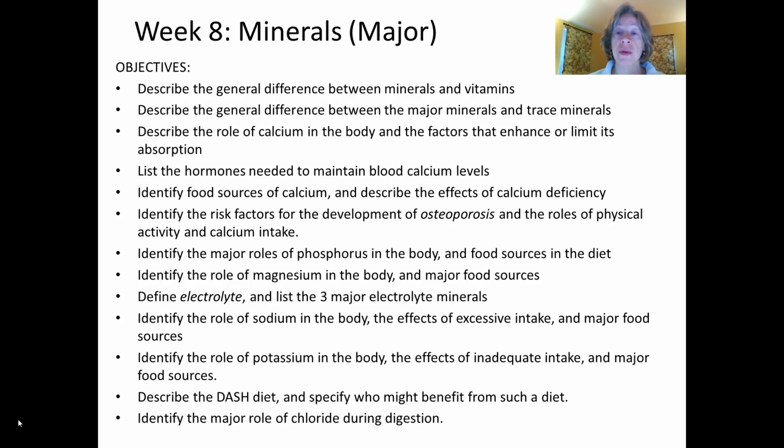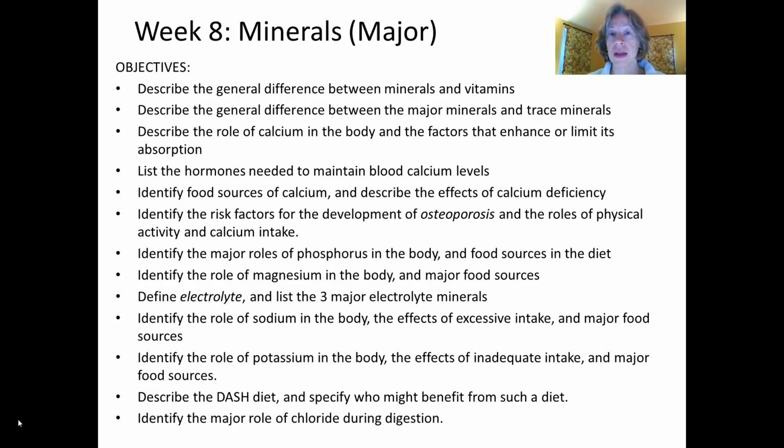General function between major minerals and trace minerals. The major minerals, you need them in larger quantities in your diet, versus the trace minerals, because the major minerals are also present in larger quantities in your body than the trace minerals. So speaking of the major minerals, remember, try to group them. Calcium, phosphorus, magnesium are the three major minerals whose major function is bone health. So calcium, major role is a component of your bones.